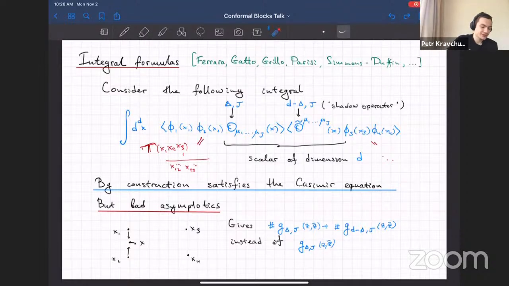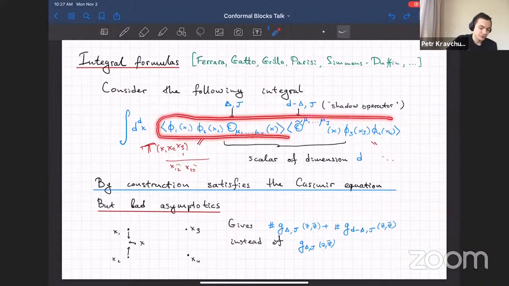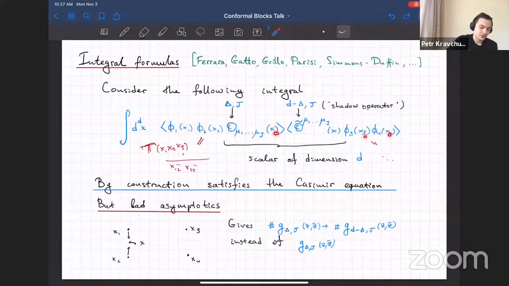I take a standard conformally invariant 3-point tensor structure, which transforms like this, and another standard conformally invariant 3-point structure, which transforms like this. And I combine them by contracting the indices of the traceless symmetric operator and putting them in the same point. And then I get some explicit expression which depends on 5 points, x1, x2, x3, x4, and x. And I integrate this expression over the point x. And I'm saying that this integral is conformally invariant.